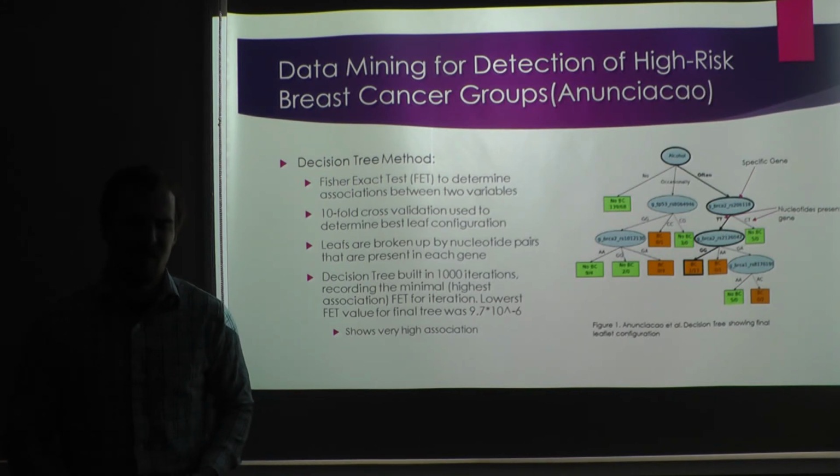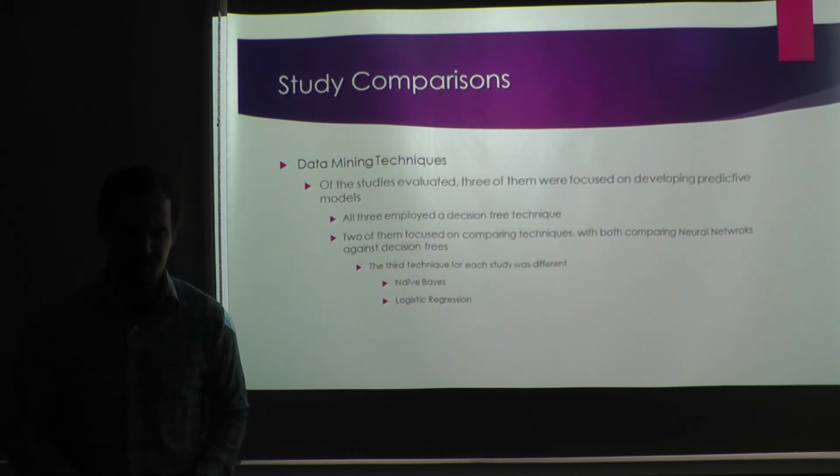They use a Fisher exact test to determine the associations between 2 variables, and then a tenfold cross-validation to determine the best leaf configuration. So they did this actually 1,000 iterations to improve the tree, and the lowest FET ended up being 9.7 times 10 to the negative 6, which shows a very high association for this tree.